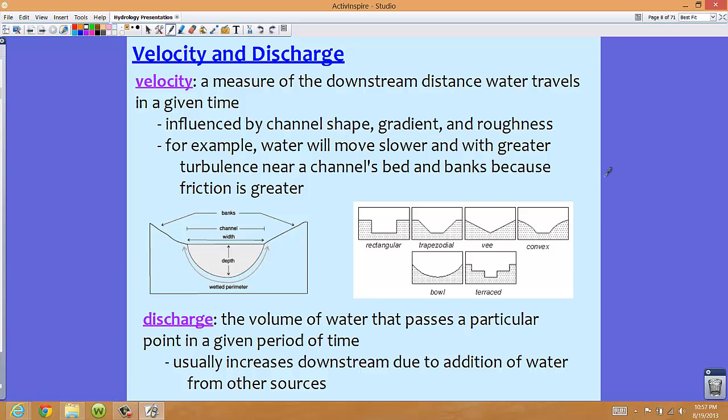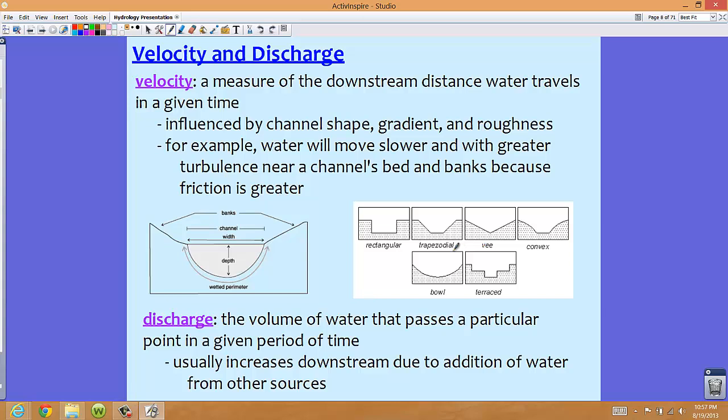So for example, water will move slower and with greater turbulence near a channel's bed and its banks because friction is greater. The bed tends to be right along the bottom. The banks are going to be its sides. If there's a lot of little rocks or bigger rocks, there's a higher amount of friction, which means the water is going to move much slower. Whereas if it's pretty smooth, the water is going to go pretty fast. So the shape, the gradient, and the roughness of the river are going to determine how fast it's actually moving.